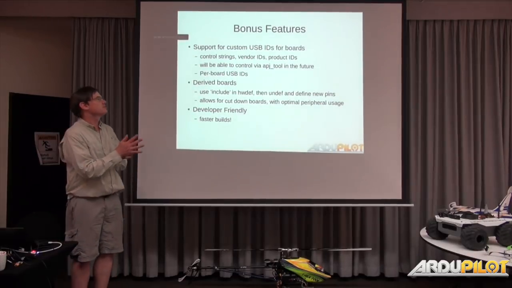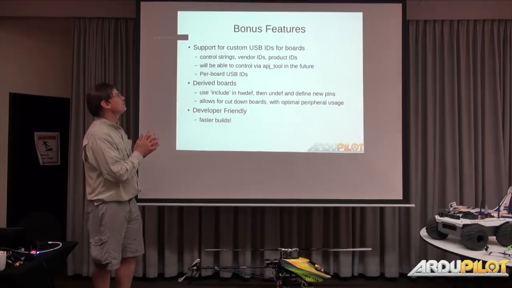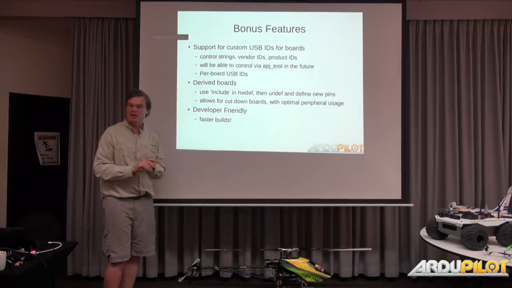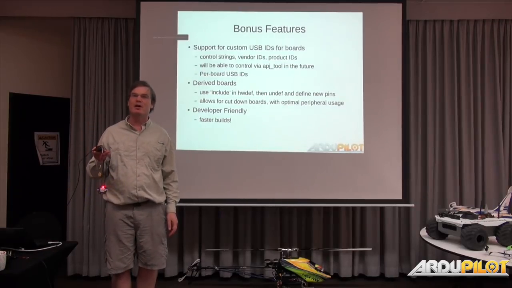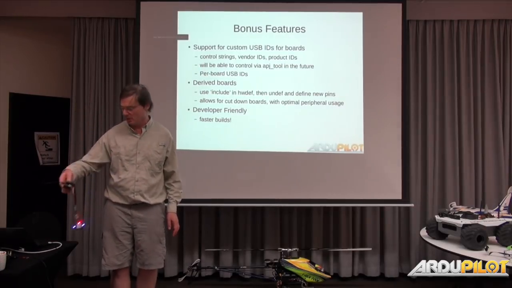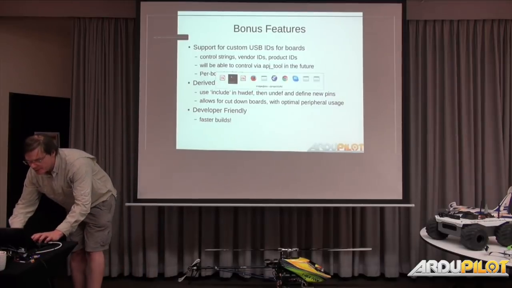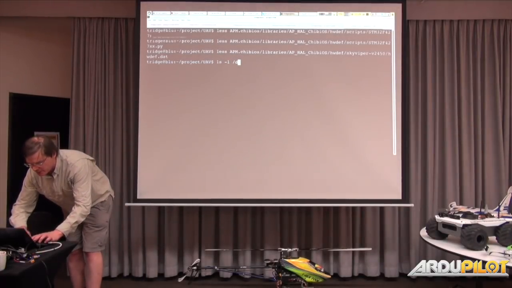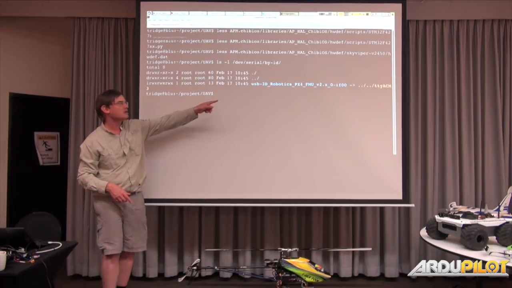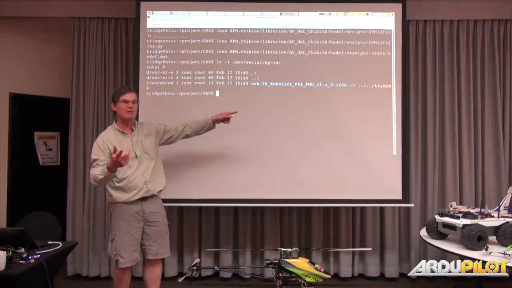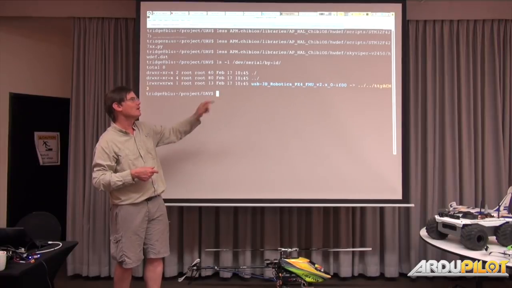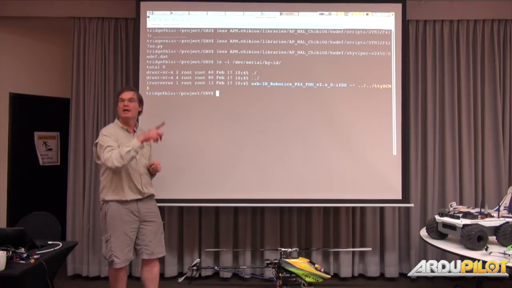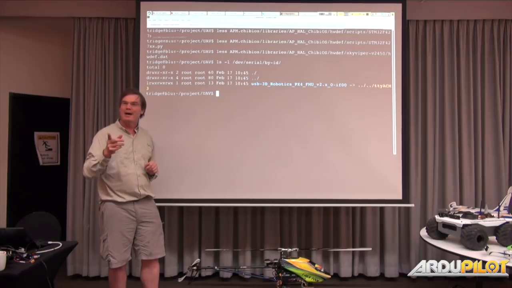Okay, bonus features. Control strings, vendor IDs. We've made it so that every device gets a unique USB identifier based on the STM32 serial number. So if I show this little board here and I look at what's in dev serial by ID, this is the old 3DR one. This is currently, because my next demo is performance, and I'm showing the HAL PX4 versus Chibios, currently running HAL PX4. When I reboot this into Chibios, you'll see it change, and it'll actually have the serial number in there.